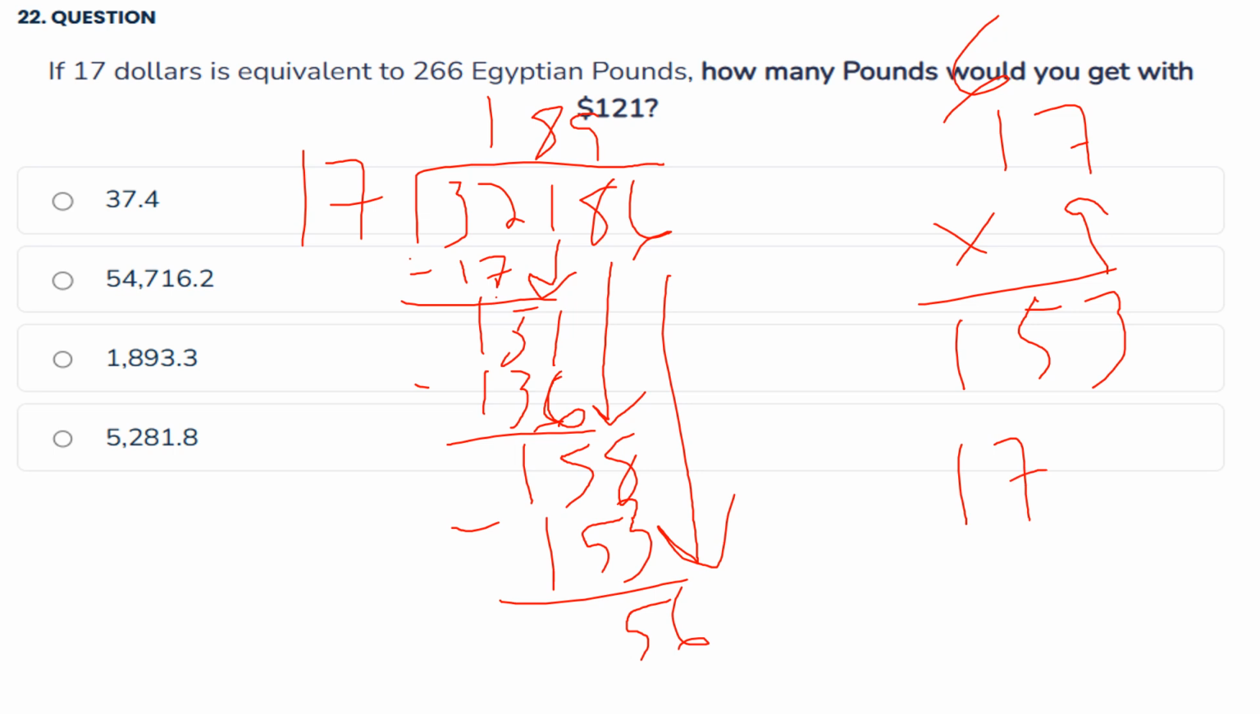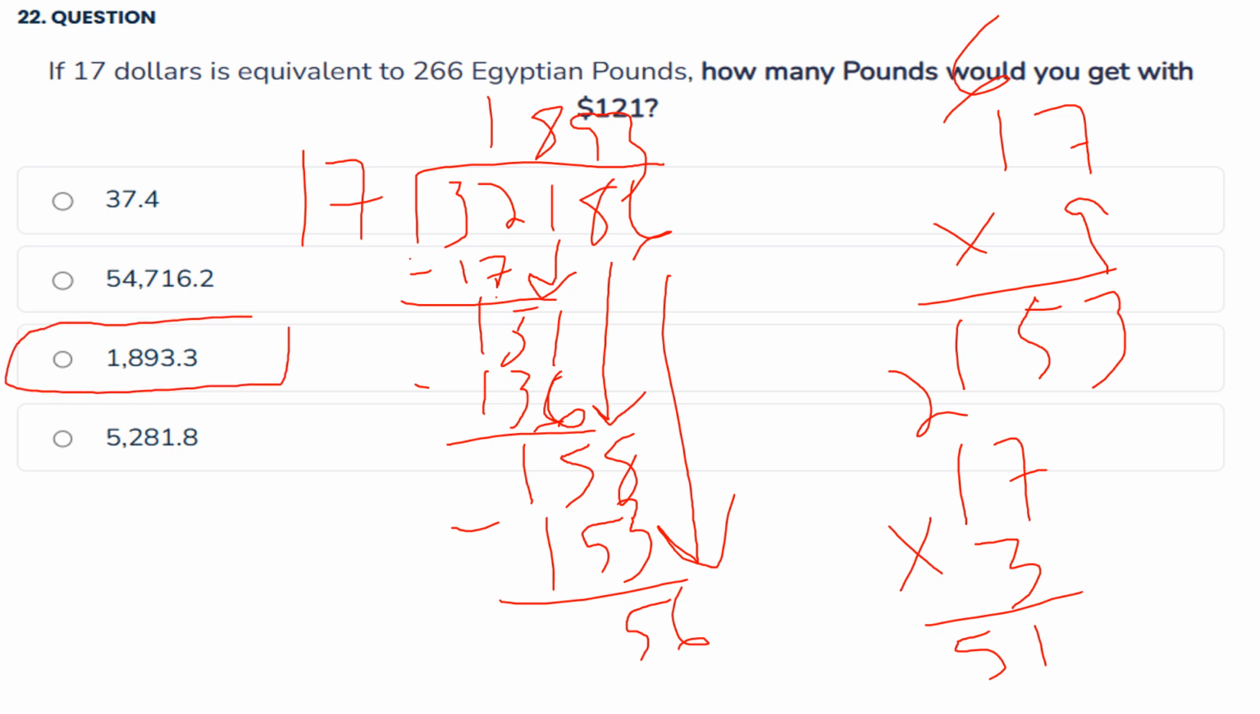17 can go into 6 3 times. Alright, so we could continue on, but there is no other option that's close to 1,893 besides this one. So that would be the answer.